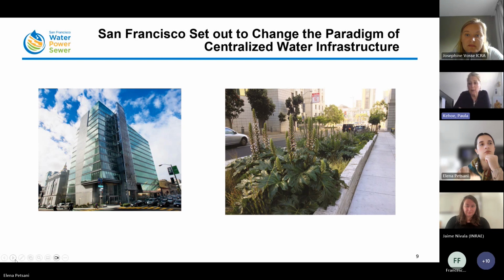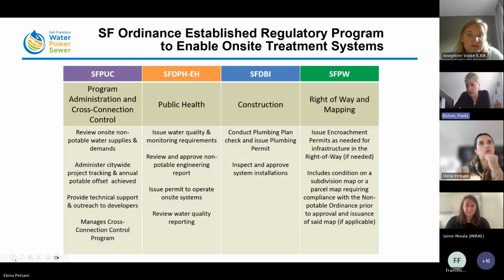Secondly, next, please. We recognized that if we wanted to enable other buildings to do this, we had to establish a regulatory program in order to spell out the process for developers and the actions that needed to be taken. And so this ordinance is a partnership between 4 city agencies: us at the utility, Department of Public Health, very important in terms of issuing permits and water quality standards. Our Department of Building Inspection gets involved for installation of these systems, as well as Public Works for projects that involve pipes in the street and sidewalk.